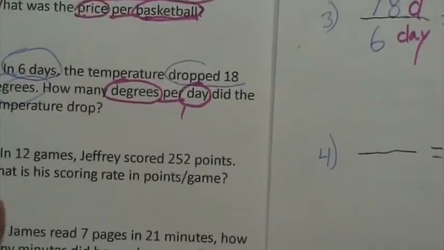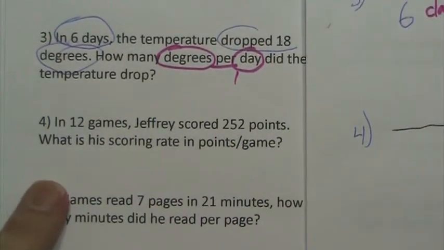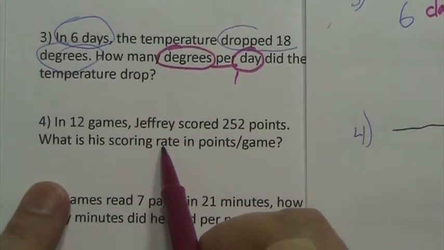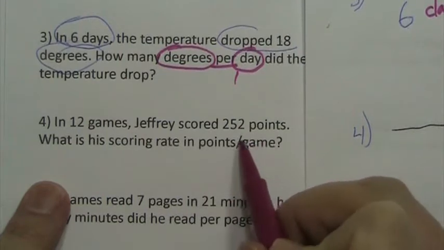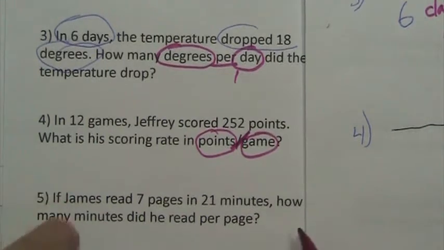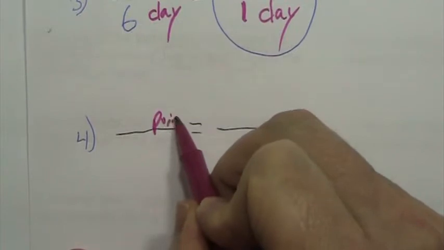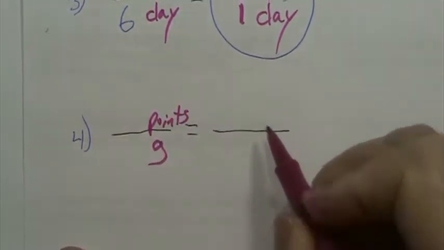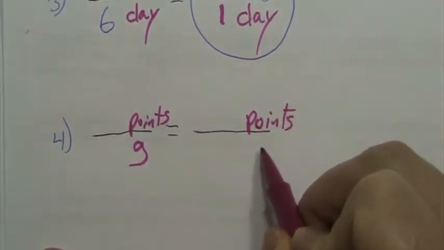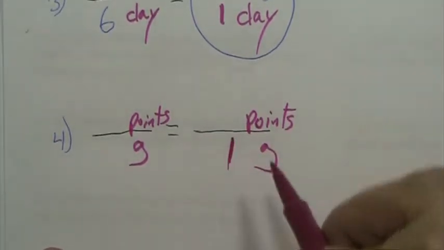Number 4. Says in 12 games, Jeffrey scored 252 points. What is his scoring rate? The rate of points per game. See that right there? Points per game. Points over game. I'll put G for game. Points, you can abbreviate it as much as you want. Game. Now we want to know how many points in one game.